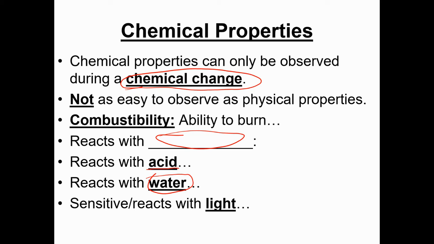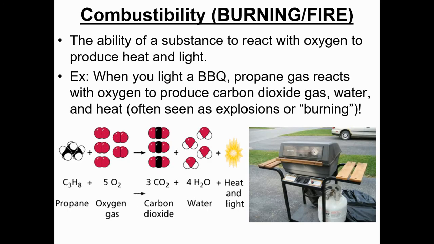You might also learn about pH, which is a measure of acidity. That also counts as a chemical property, but we'll take a look at that in more detail when we get to our units on acids and bases. So combustibility essentially just means the ability to burn something. So if we look over here, we have a barbecue, and there's a barbecue tank over here, and that's filled with a gas called propane. And so propane is combustible, which means that when you expose it to oxygen, it'll burn.